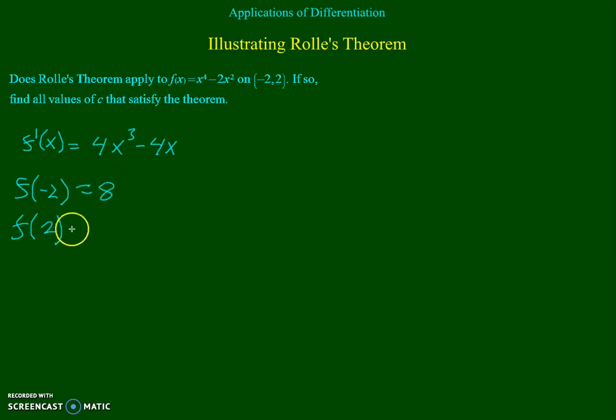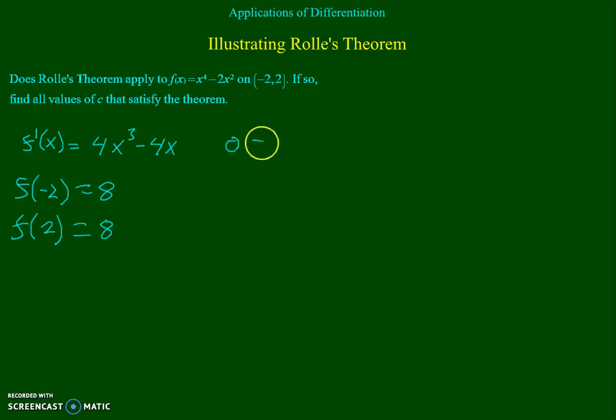So 8. And evaluating f of 2, 16 minus 8 again is 8. So yes, f of a equals f of b. So the three conditions of Rolle's theorem are satisfied. So Rolle's theorem does apply. Now we've got to find out all the values where this derivative is 0.